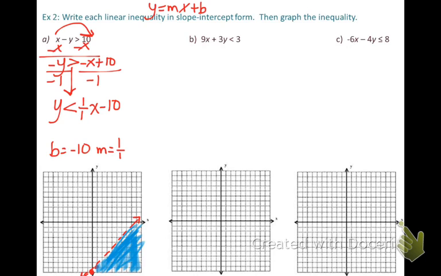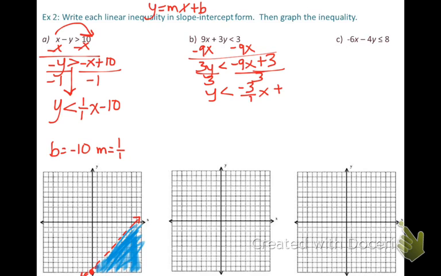So let's try B. We need to get y by itself. Remember, if the x is with the y, get rid of the x first by adding or subtracting it. So I'm going to subtract 9x first. So 3y is less than negative 9x plus 3. Divide by 3 to everything. So y is less than. Notice I didn't divide by a negative, so I'm not going to change it. 3 goes into negative 9 negative 3 over 1 time, plus 1. So b equals 1 and m equals negative 3 over 1.